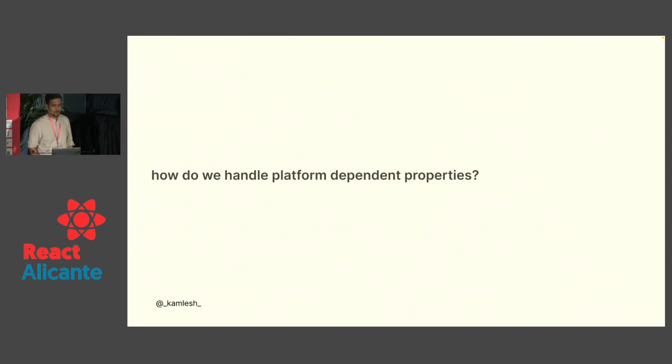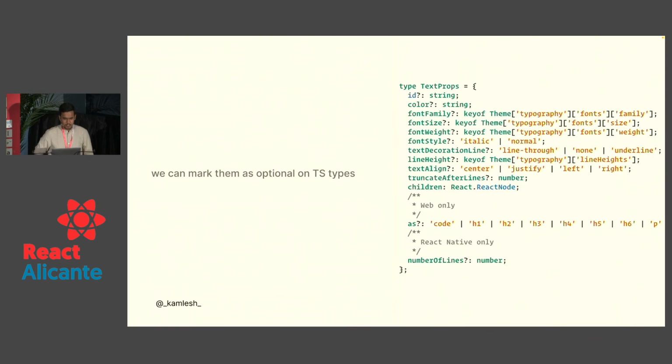Now, the next question is, how do we handle platform dependent properties? We can mark them as optional on TypeScript types. For example, the as prop is only available for web, and you can mark it as optional. Similarly, the numberOfLines prop is for React Native only. If you have used React Native, there are certain props which are applicable on iOS and certain props which are available only on Android. The best way is to define that this is optional, but it would just work for Android.